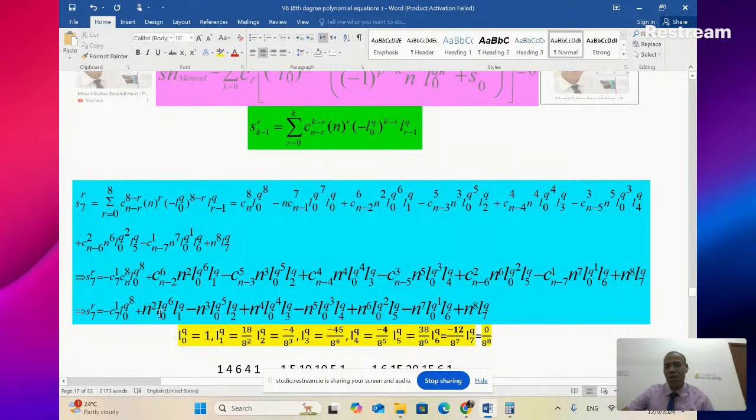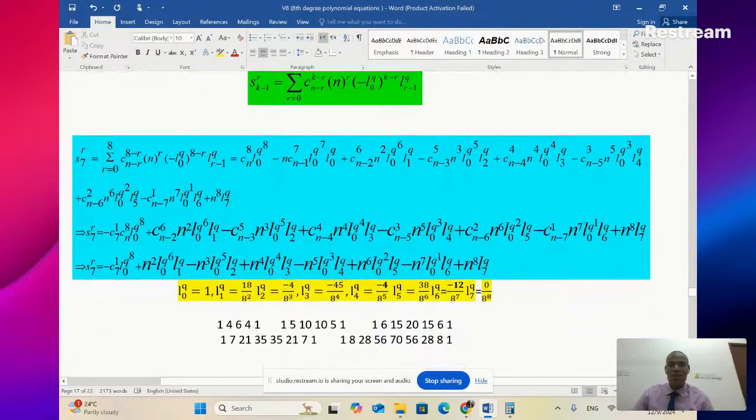plus n squared L0 of odd q raised to the power 6 times L1, minus n cubed times L0 of odd q raised to the power 5 times L2 of odd q, plus n raised to the power 4 times L0 of odd q raised to the power 4 times L3 of odd q, minus n raised to the power 5 times L0 of odd q raised to the power 3 times L4 of odd q, plus n raised to the power 6 times L0 of odd q squared times L5 of odd q, minus n raised to the power 7 times L0 of odd q raised to the power 1 times L6 of odd q, plus n raised to the power 8 times L7 of odd q.